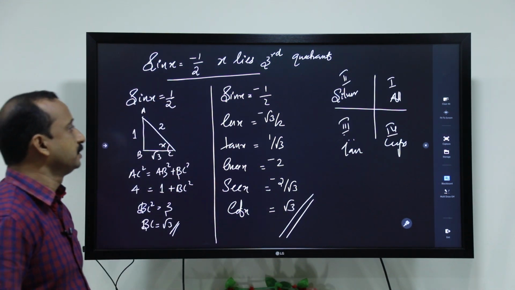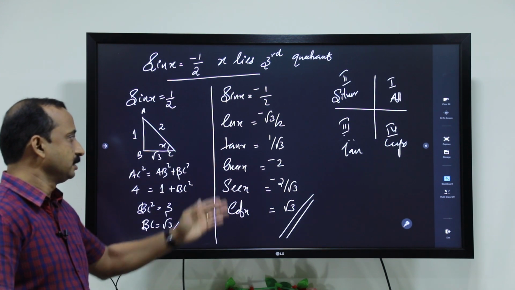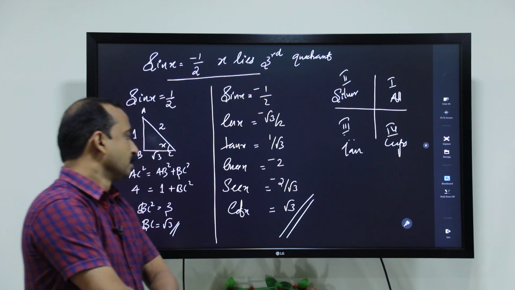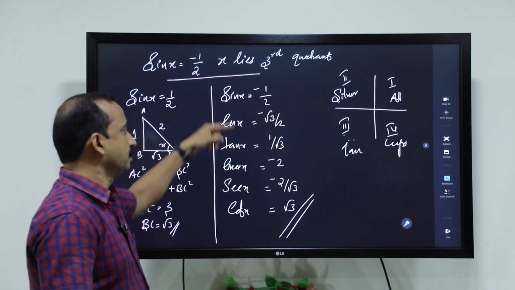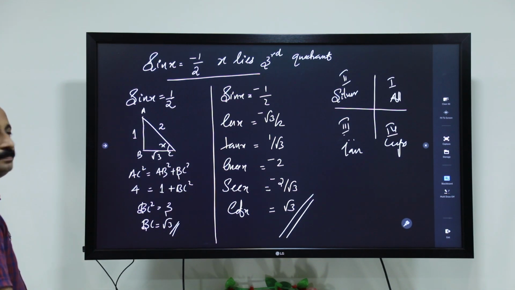Sin x is equal to minus 1 by 2. Cos x is equal to minus root 3 by 2. Tan x is equal to 1 by root 3. Cosec x is equal to minus 2. Sec x is equal to minus 2 by root 3. Cot x is equal to root 3. Because in the third quadrant, tan and cot are positive, all other four trigonometric functions are negative. That's all, we get the answer.